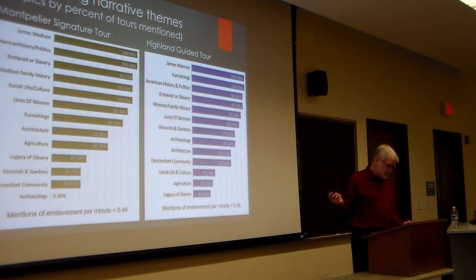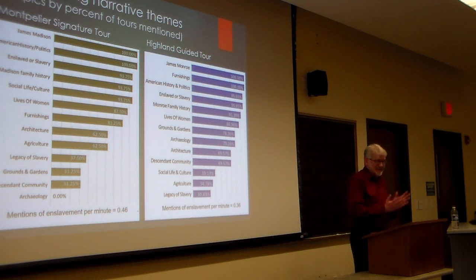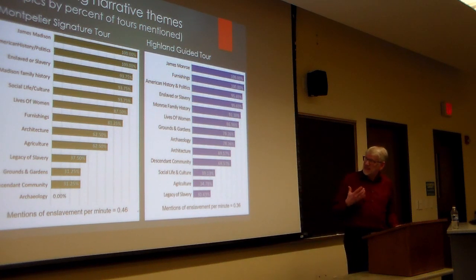Our data about tours at Montpelier and Highland yields similar results. Madison and Monroe, of course, were discussed on each and every tour. That's the whole point. But they were more likely to position Monroe and Madison within broader stories of American history, in part because fewer people know who these men were. People hear about Washington, Jefferson, Madison, Monroe, maybe are not as well known.